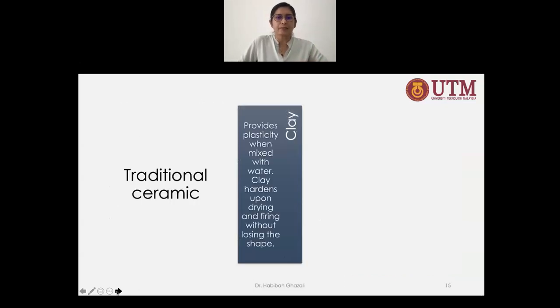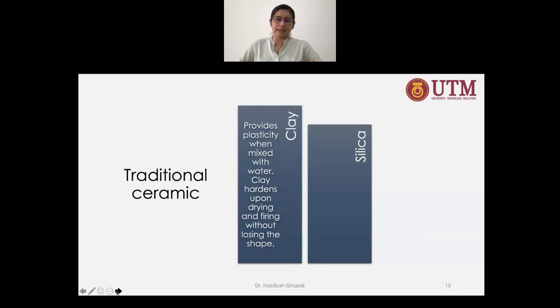So the clay provides plasticity when mixed with water, and it hardens. As a child, we played with clay outside. When I was little, that's what I did. I know your generation didn't do that anymore. So clay hardens upon drying and firing without losing its shape.